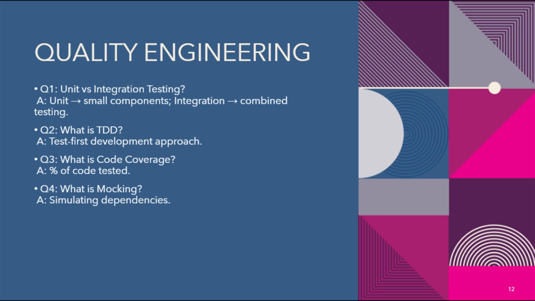Code coverage measures how much of the application code is exercised by tests. However, high coverage alone does not guarantee good quality, so meaningful test cases are equally important. Mocking is used to simulate dependencies such as databases or external APIs so that tests remain isolated and predictable. In interviews, it helps to mention tools like JUnit and Mockito when discussing testing.